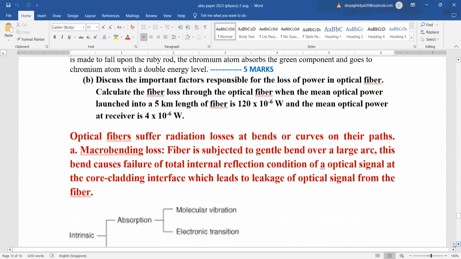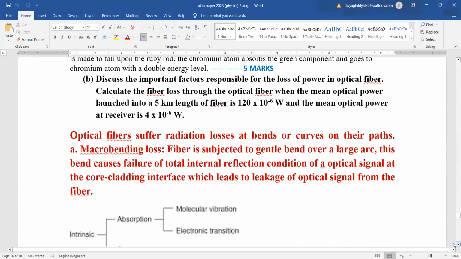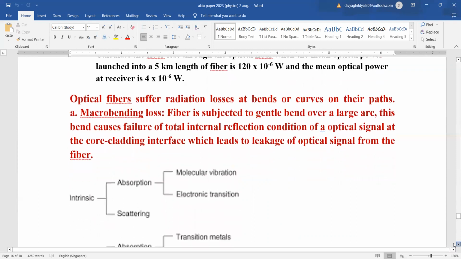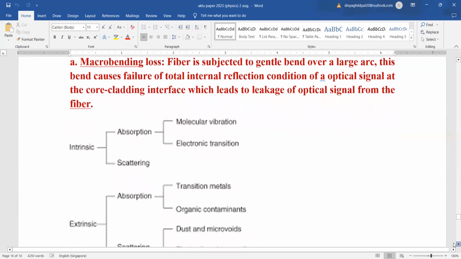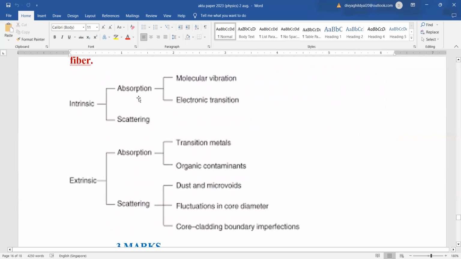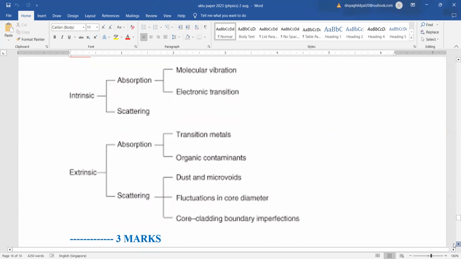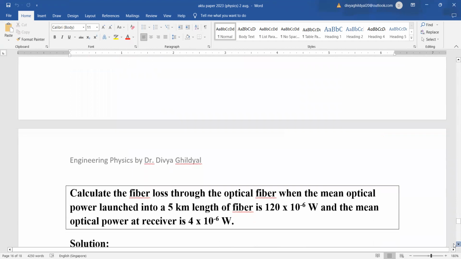Now, discuss the important factors that are responsible for the loss of power in optical fiber, and a numerical. So you can do the breakage as roundabout 4 marks for each. Optical fibers will basically be suffering radiation losses at bends or curves on their paths because they are based on the principle of total internal reflection. And their main losses you can characterize as absorption losses, scattering losses, dust and microwave fluctuations in core diameter, core cladding boundary imperfections. You can just sum it up or draw the chart like that.